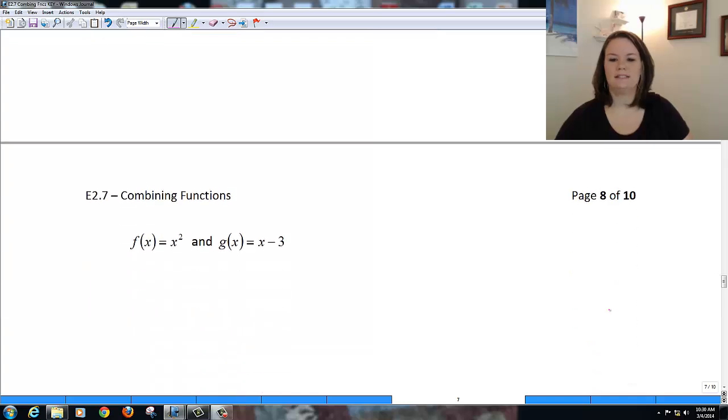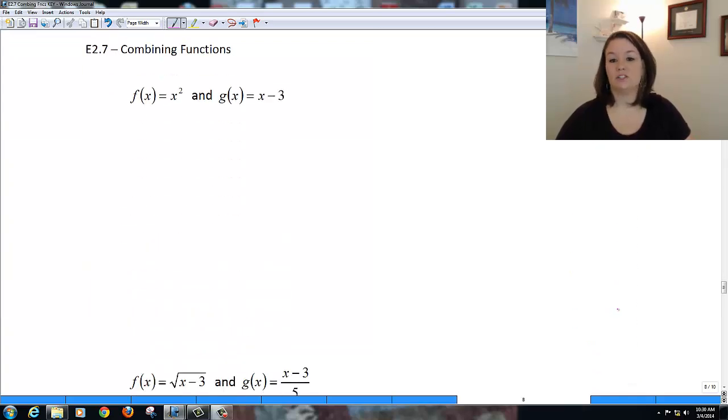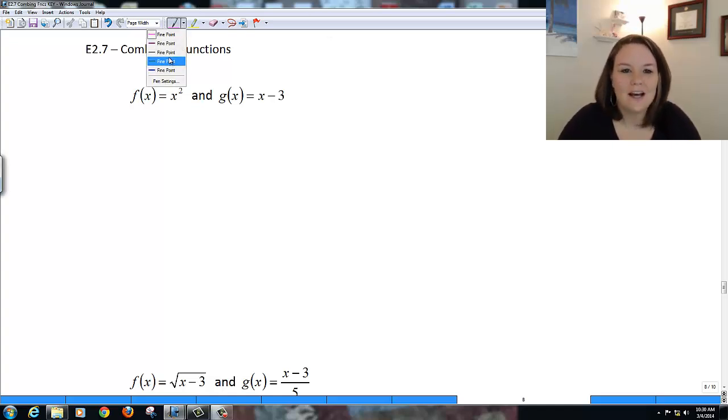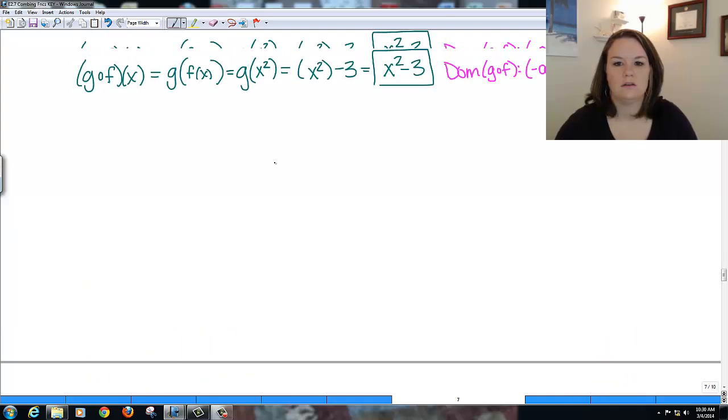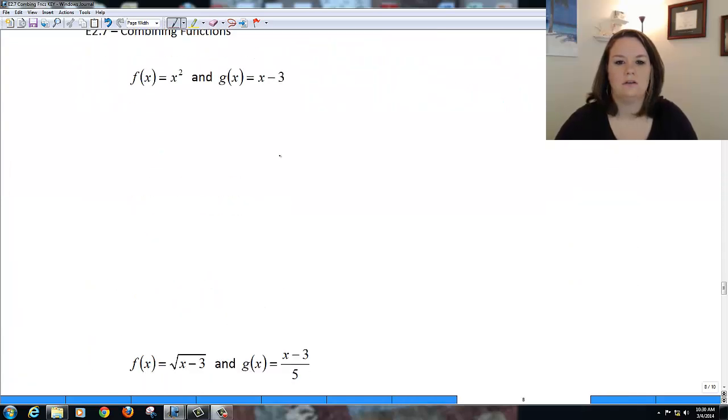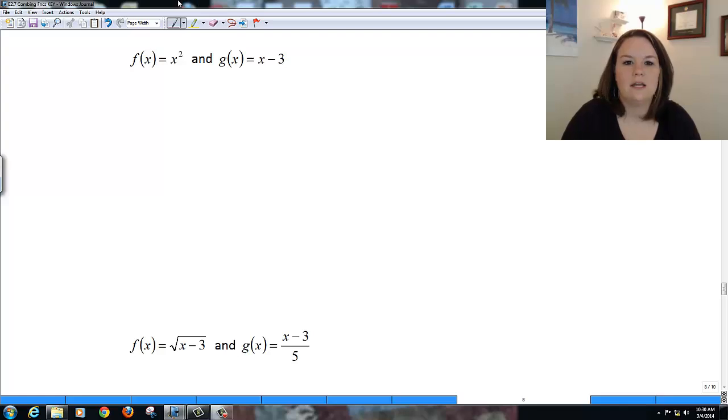Okay. On this next page, if you notice, I actually put the exact same functions as the one I just did. So we don't want to do that. We're going to change these functions. Yeah, let's go ahead and change these.